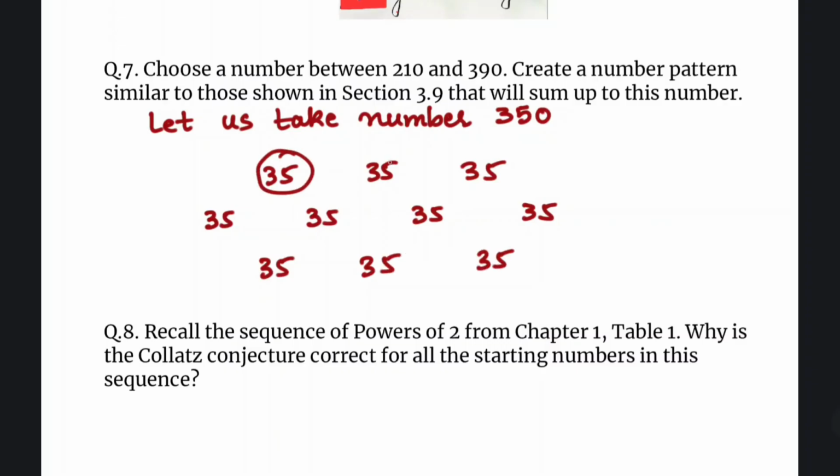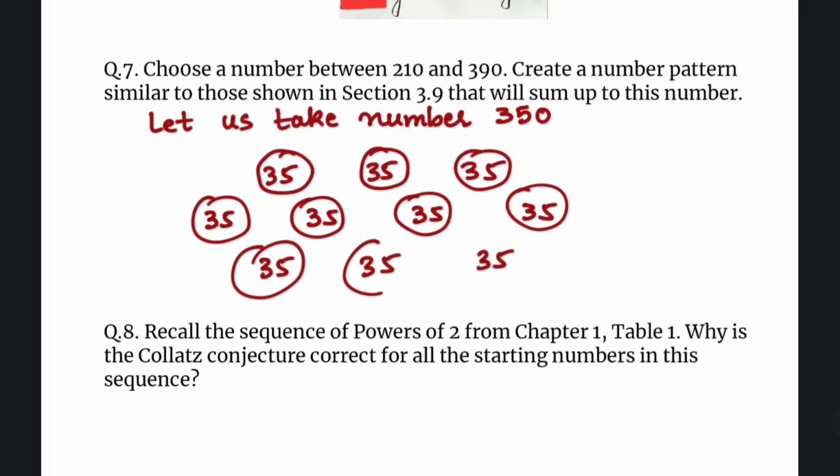So you can see 1, 2, 3, 4, 5, 6, 7, 8, 9, 10. 35 into 10 is equal to 350. This is how we can sum up to this number.